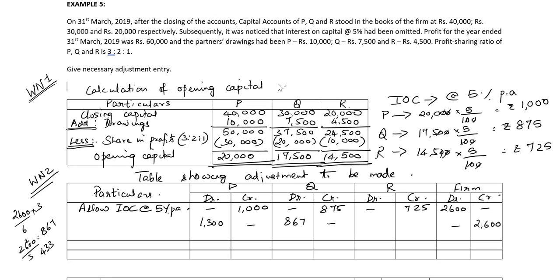And for R, it is 433 rupees. And since we've debited the partners, we will write reversing profits. Three is to 2:1. Let's total up.